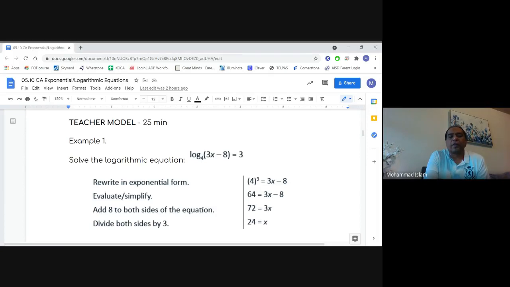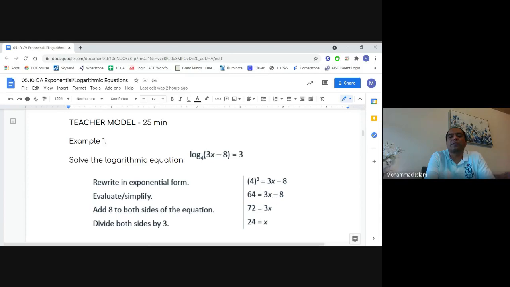Okay, so now when you look at these 4 steps, in the first step, you want to get rid of the log. So you change that to exponent form. You take this 4 to the other side, that becomes the base, 3 becomes the power or the exponent, and then you write 3x minus 8 without the log. So you got rid of the log in the first step, and it says rewrite in exponential form. So 4 exponent 3 is simply 4 times 4 times 4, that is 64. And then you say evaluate, that means solve for x or simplify.